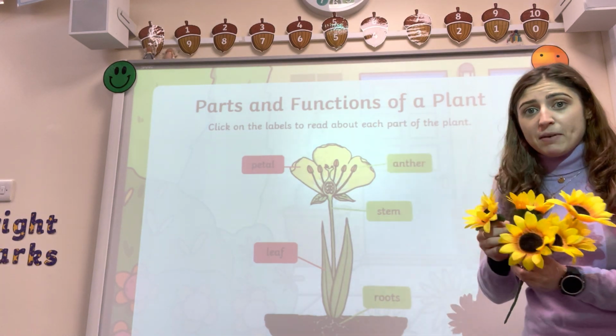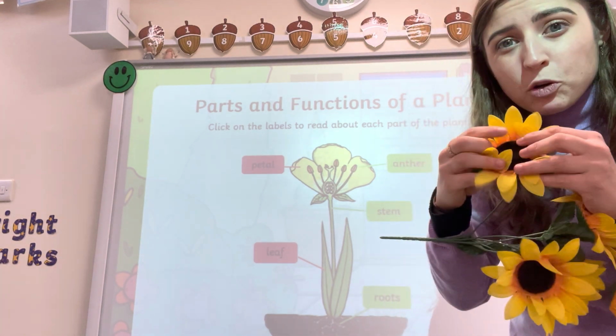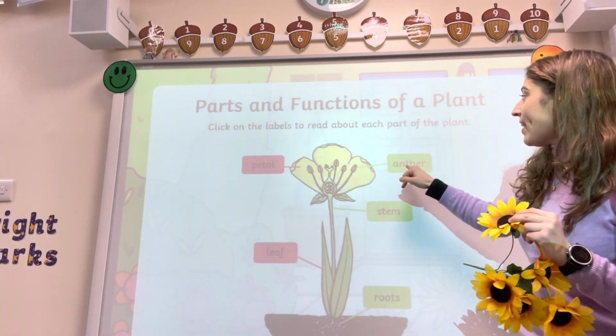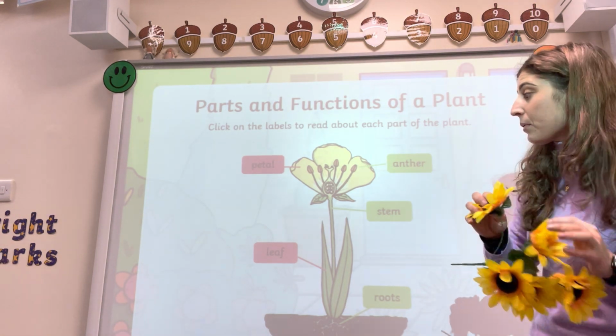Now then, here, they've almost cut the flower in half. Well, I can't do that with my flower, but we're just going to pretend that we're looking really, really close into here, into the centre of the plant. And that's called the anther, okay?